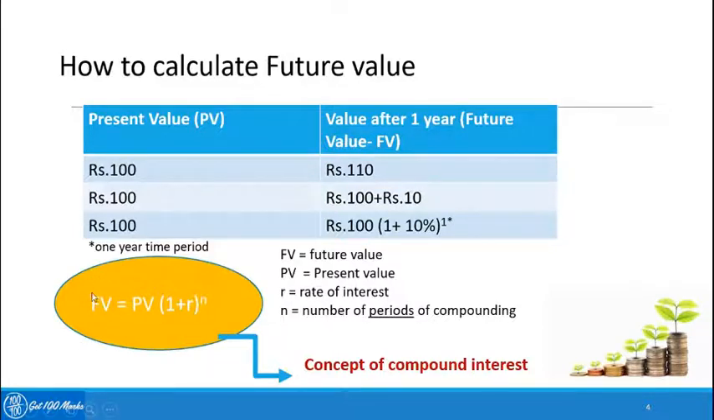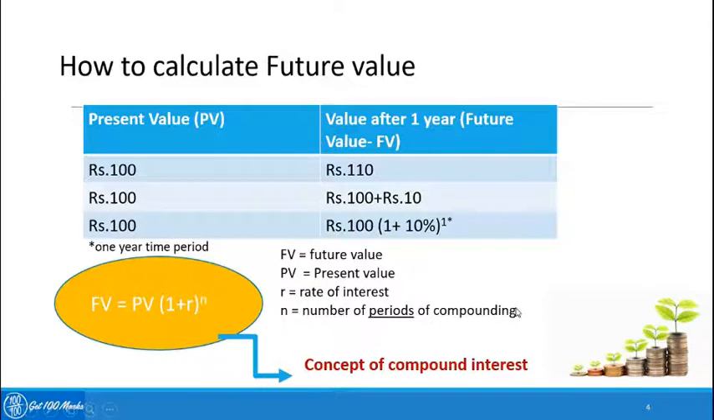If you see, the future value is represented by present value multiplied by (1 plus r) within brackets to the power of n. Now here PV is the present value of a specified sum, which is multiplied by the rate of interest that you're expecting on that specified sum. This r here in this illustration is 10%. It can change depending on your expectation. And n represents the number of periods of compounding.